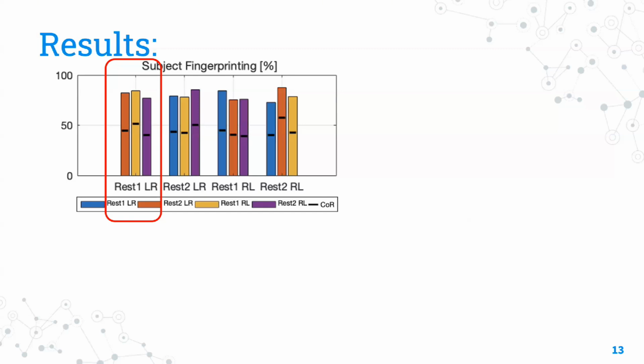This rest of the data was matched against rest 1 LR to obtain the results shown. The same process was applied for the remaining three comparisons. The black line in each bar indicates the performance of the baseline method using functional connectivity with correlation. It's clear that our result outperforms the FC and the correlation method. We designed these comparisons to evaluate whether incorporating causal dynamics could significantly enhance identification accuracy.